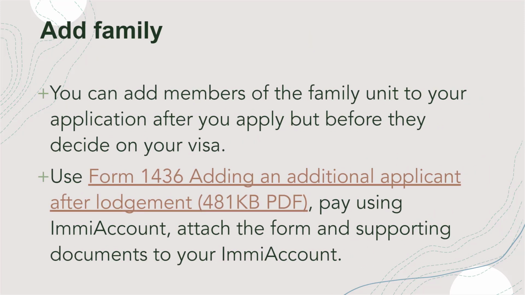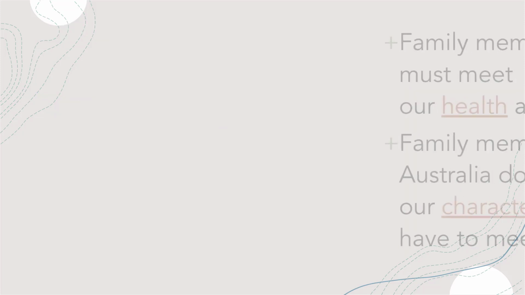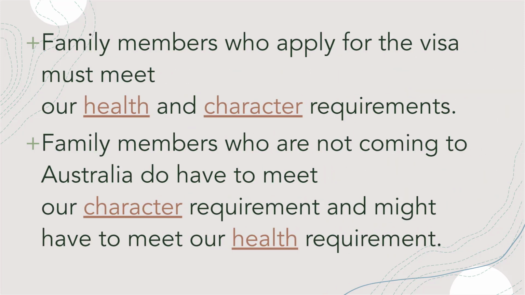You can add members of the family unit to your application after you apply, but before they decide on your visa. Use Form 1436, adding an additional applicant after lodgement. Pay using your IMI account. Attach the form and supporting documents to your IMI account. Family members who apply for the visa must meet our health and character requirements. Family members who are not coming to Australia do have to meet our character requirement and might have to meet our health requirement.